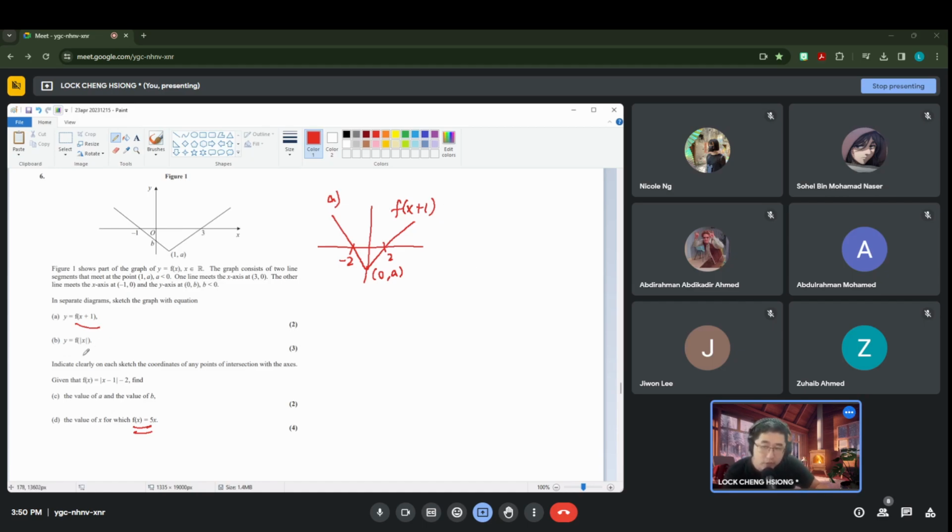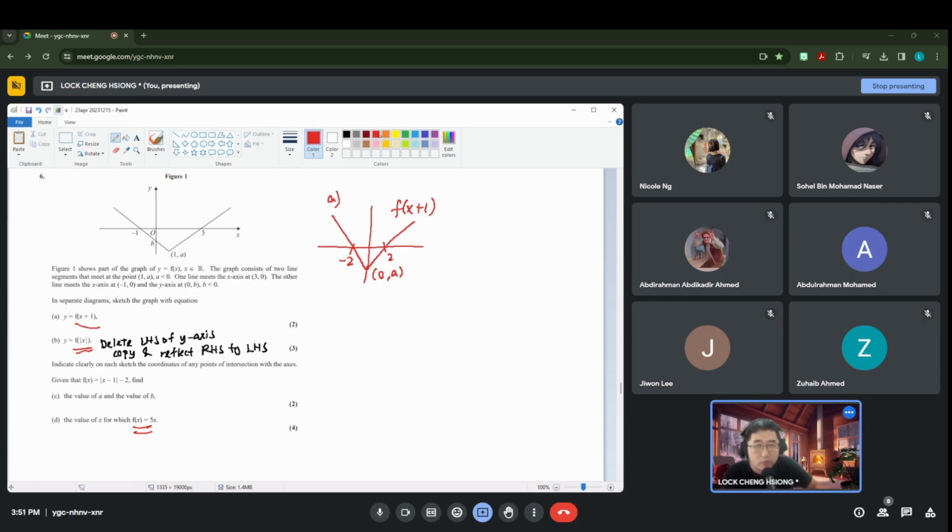If I have a modulus x inside, this is the new thing that you need to learn. So how do we do this? We delete or erase the left hand side of the y-axis, then copy and reflect the right hand side to the left hand side.